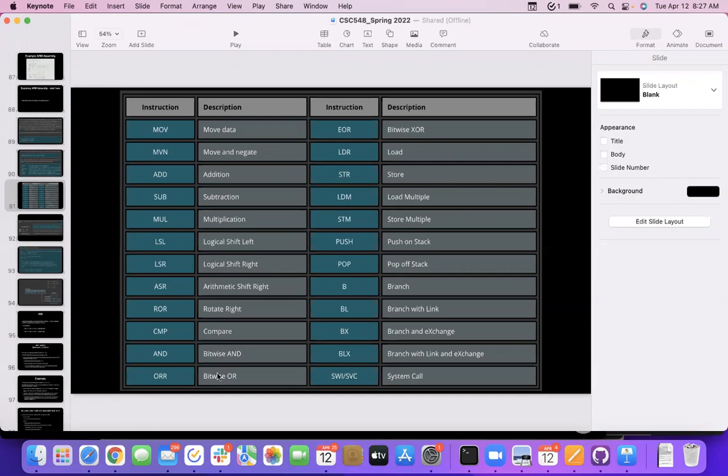Here's your bitwise ands, bitwise ors. We talked about that. Bitwise xors. All right, so these next two are our famous assembly instructions, loads and stores.